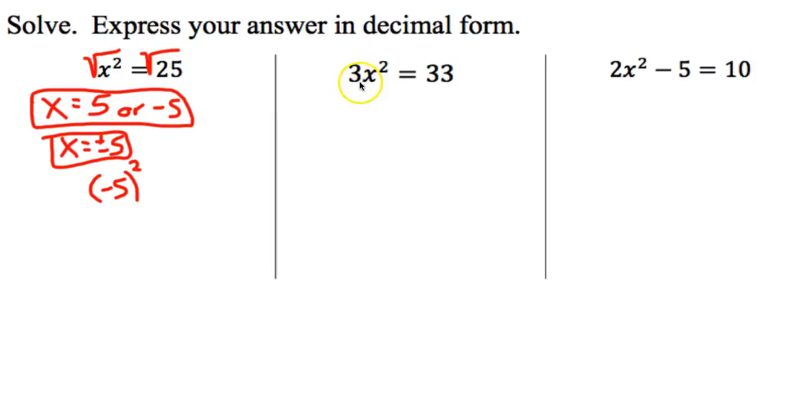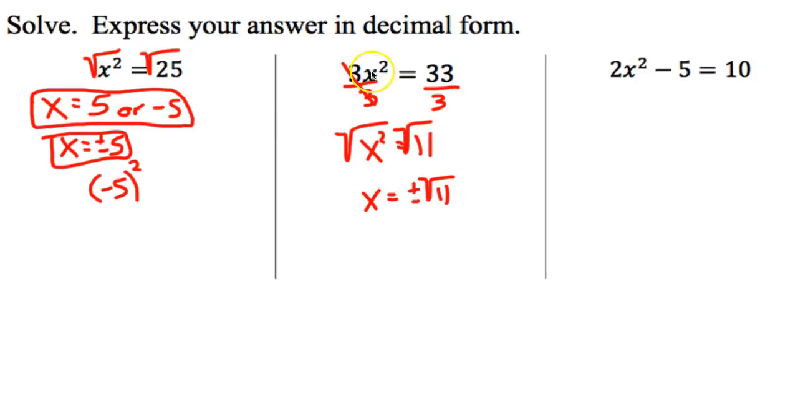Now, let's try another one doing the square root first. So, we've got 3x squared equals 33. Before I take the square root, I want to get x squared by itself. So I can divide by 3. That cancels. Then I have x squared equals 33 divided by 3 is 11. So now, if I take the square root of both sides, this side just becomes x, and this side becomes plus or minus the square root of 11.